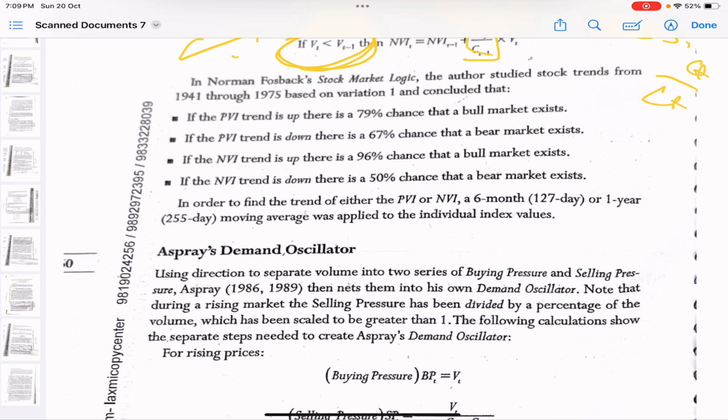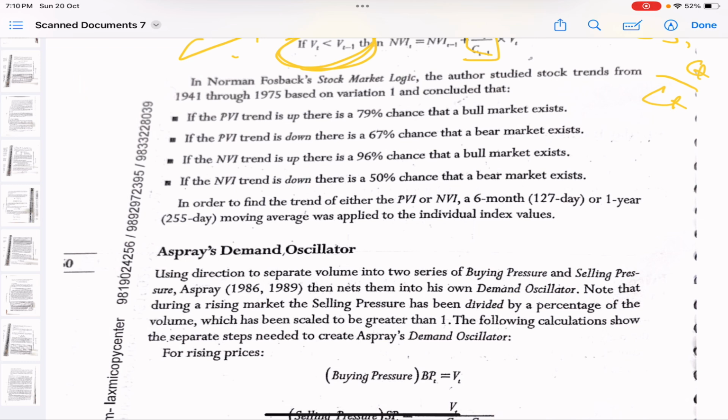In Norman Fosback's Stock Market Logic, the author studied stock trends from 1941 to 1975 based on variation 1. Variation 1 was according to the closing prices and concluded that if the PVI trend is up, there is a 79% chance that a bull market exists. If the PVI trend is down, then there is a 67% chance that a bear market exists. If the negative volume index is up, then 96% that a bull market exists, and if the NVI trend is down, there is a 50% chance that a bear market exists.